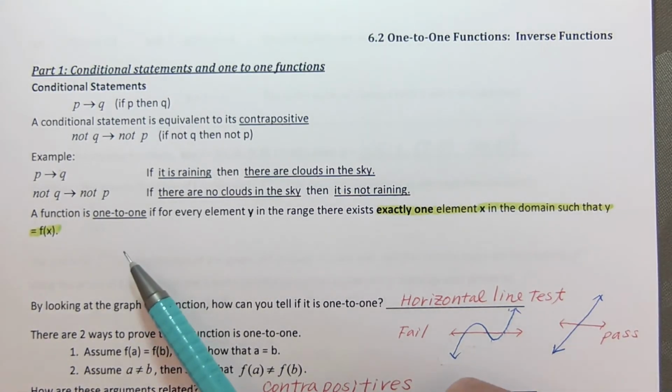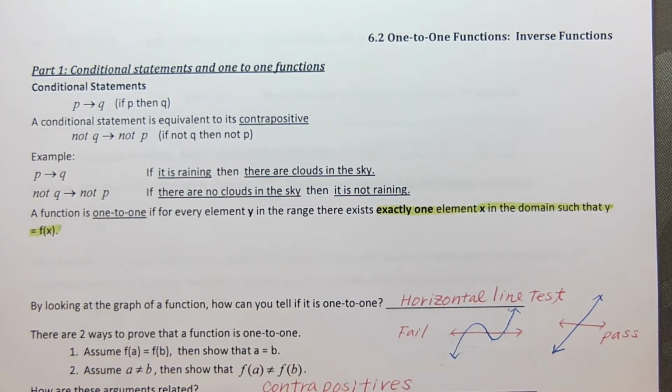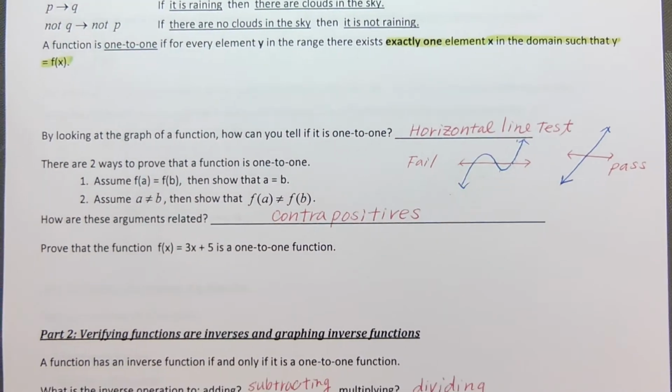A function is one-to-one if for every element y in the range there exists exactly one element x in the domain such that y is f of x. We'll show some more examples of that. And the main way that we tell if something is one-to-one or not is called the horizontal line test.